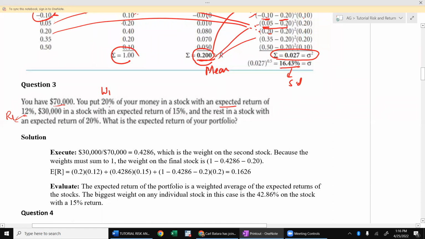Okay, you will put 20% of your money in an investment that will give you 12%. Then you want to put 30,000 out of 70,000.